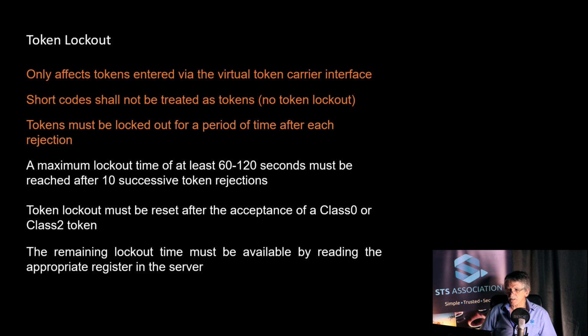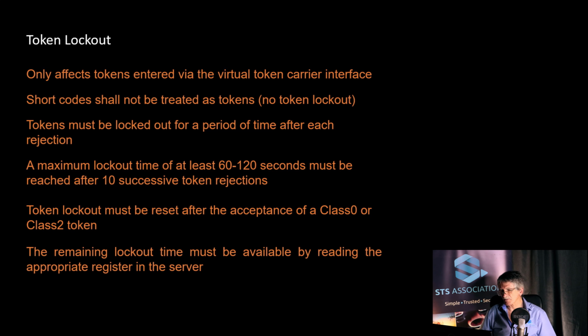The tokens must be locked out for a period of time after each rejection, and the maximum lockout time of at least 60 to 120 seconds must be reached after 10 successive token rejections. Token lockout must be reset after the acceptance of a class 0 or class 2 token. So the moment you accept one of those two classes of tokens, you can actually restart the whole token function and reset it. The remaining lockout time must be available by reading the appropriate register in the server.